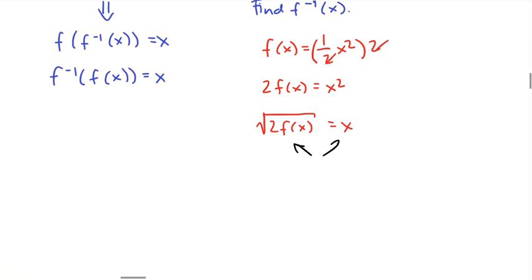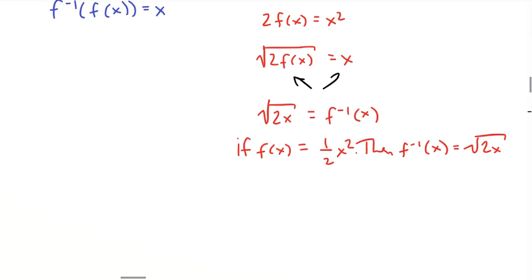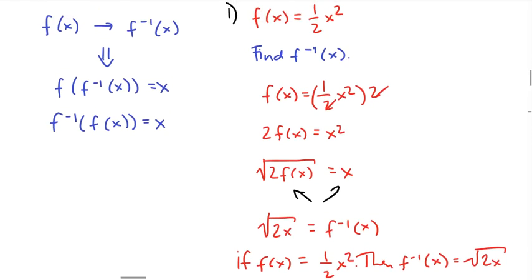So we're going to have the square root of 2x is going to equal, instead of f of x, we're going to put f inverse because that's what this function is. So from this, we found that if f of x equals 1/2 x squared, then f inverse of x is the square root of 2x. And now what we're going to do is go ahead and verify this property right here.